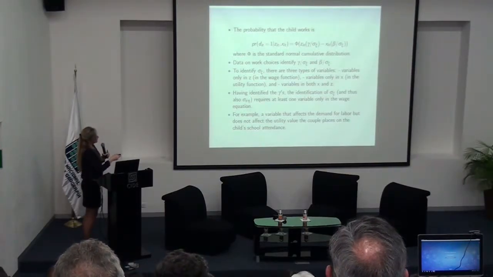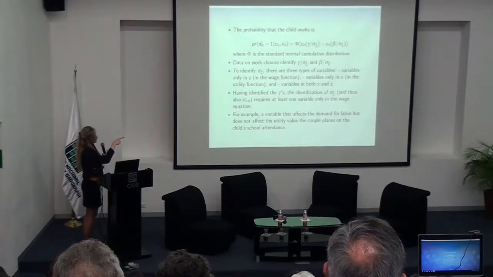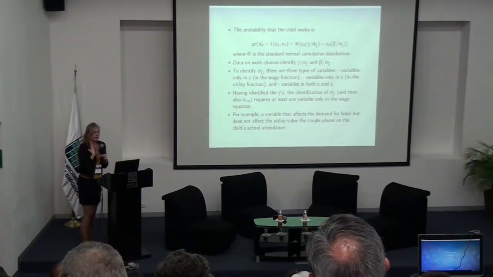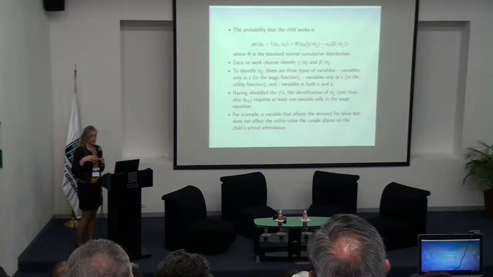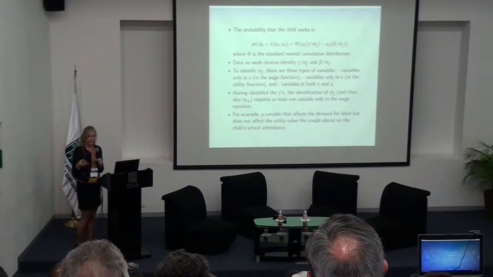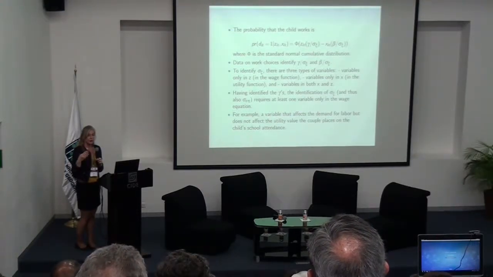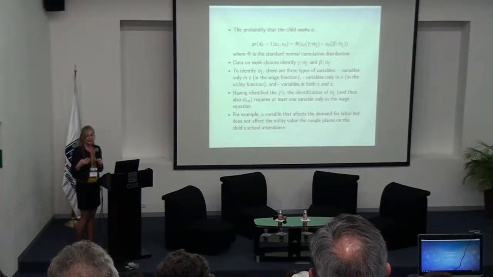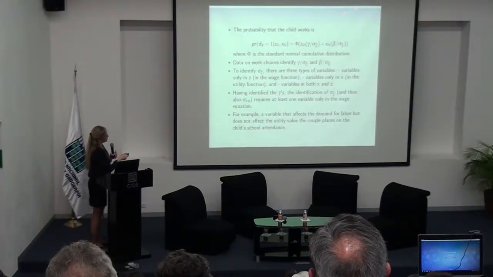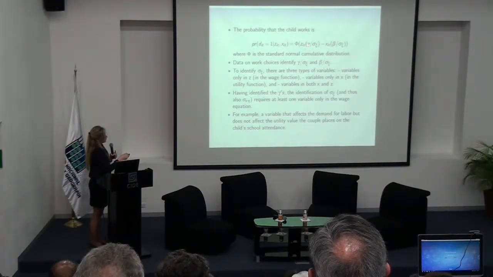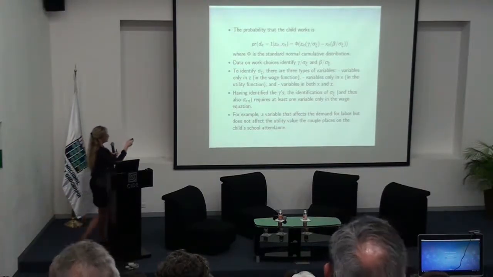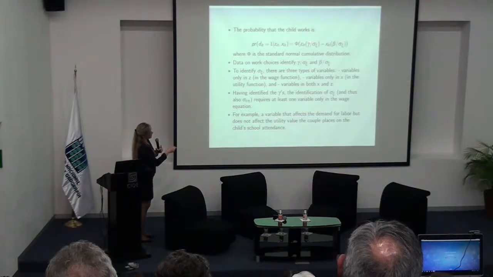But if I have some elements that are in Z but not in X, then I can. For example, one of the things that we had was the distance to the city, which affected the child wage options because there were a lot more earnings opportunities closer to the city. So that could be a Z that's not in X. And from that, you can actually get this gamma. For the probit model, you would get gamma divided by sigma.